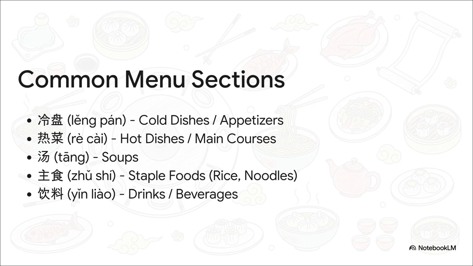So, rei kai are your main courses, then we have tang, which is soup. After that comes chu shi, chu means main or primary, and shi means food. So this is your staple food, the rice, the noodles, the things that form the base of the meal. And finally, in yao for drinks. Seriously, just memorizing these 5 terms gives you a roadmap to pretty much any menu you'll encounter.